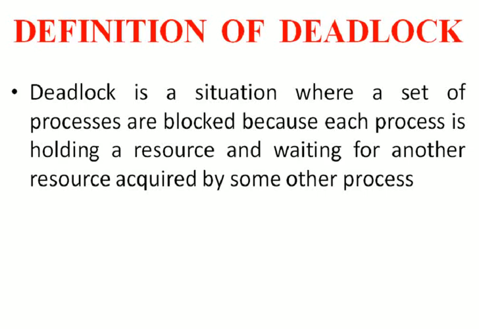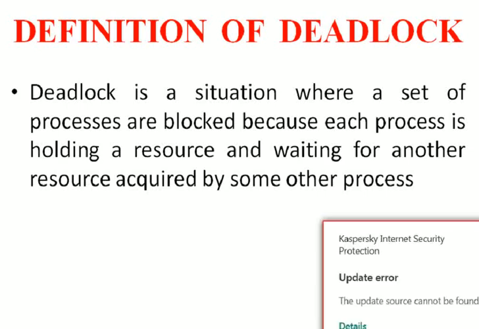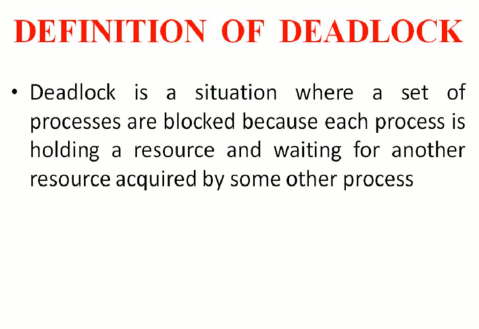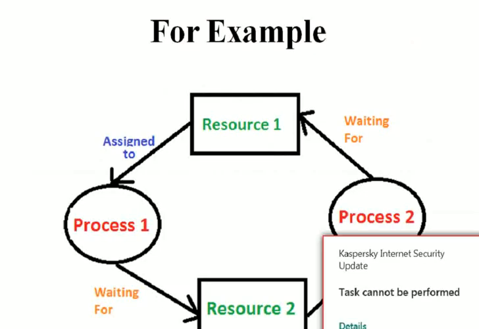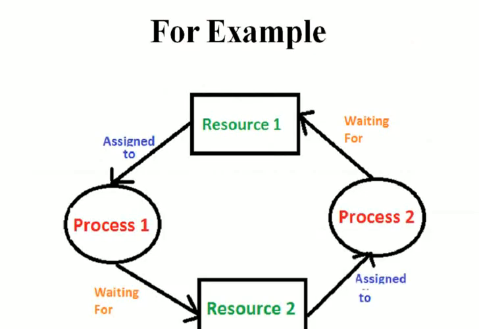Before doing the execution, we want to know the concept of this program. That is, what is deadlock? Deadlock is a situation where a set of processes are blocked because each process is holding a resource and waiting for another resource acquired by some other process. So this is an example of deadlock detection.